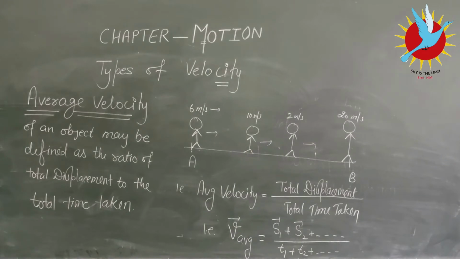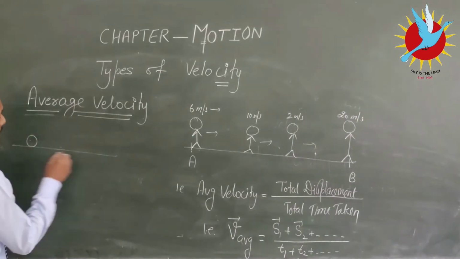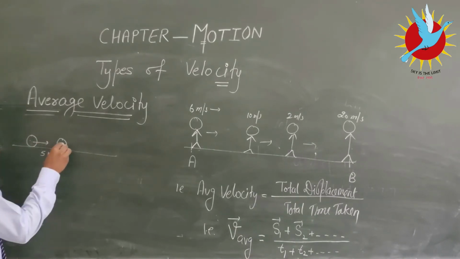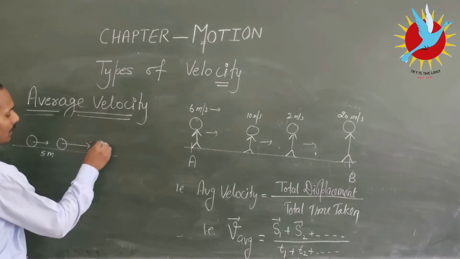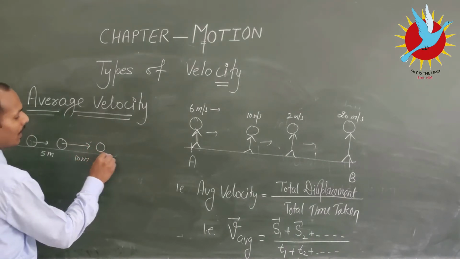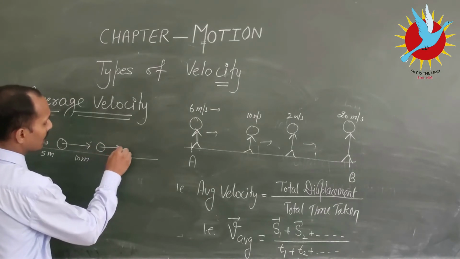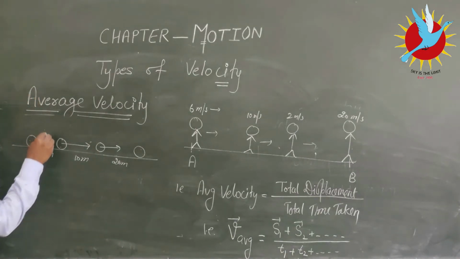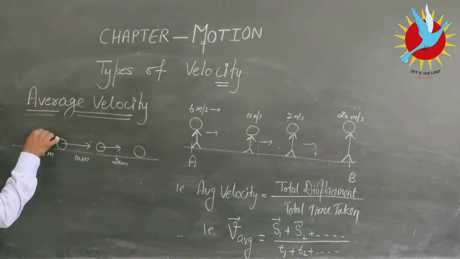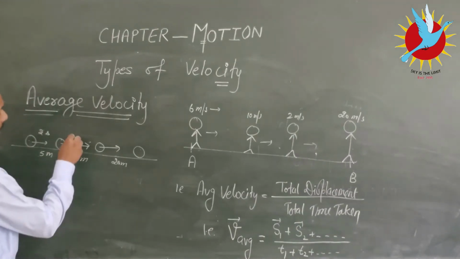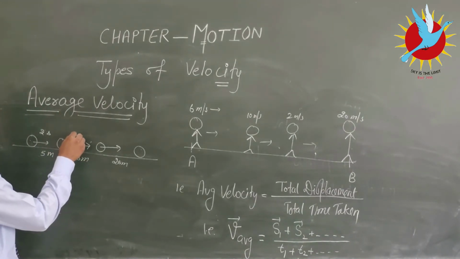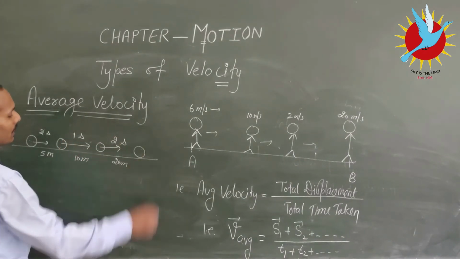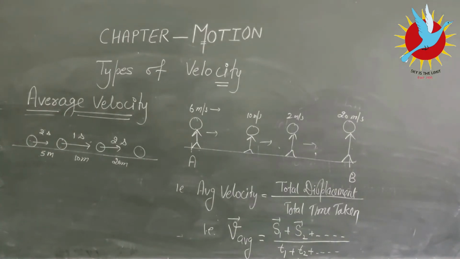If you want to take an example, suppose an object first covers 5 meters displacement in 2 seconds. After that it covers 10 meters displacement in 1 second, and finally it covers 20 meters displacement, suppose again in 2 seconds. Then calculate the average velocity.